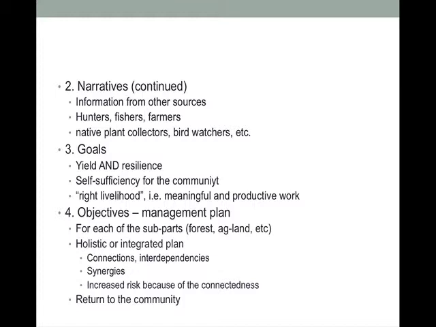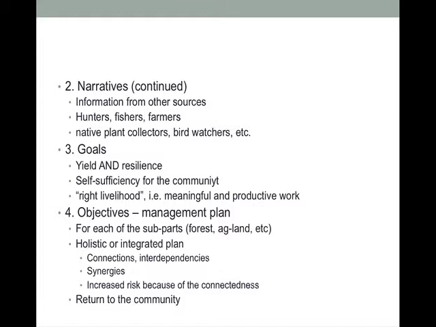And for each subpart, that is the forest, the agricultural land, the lake, there'd be a management objective. And then on top of that, there'd be an integrated plan that identifies the connections and the interdependencies. And hopefully that overall plan would look at what the synergies are. So for example, a healthy forest leads to more stream flow into the lake. A well-fertilized garden doesn't have runoff into the lake. Fertilizer doesn't run off into the lake if it's fertilized at the right amount.